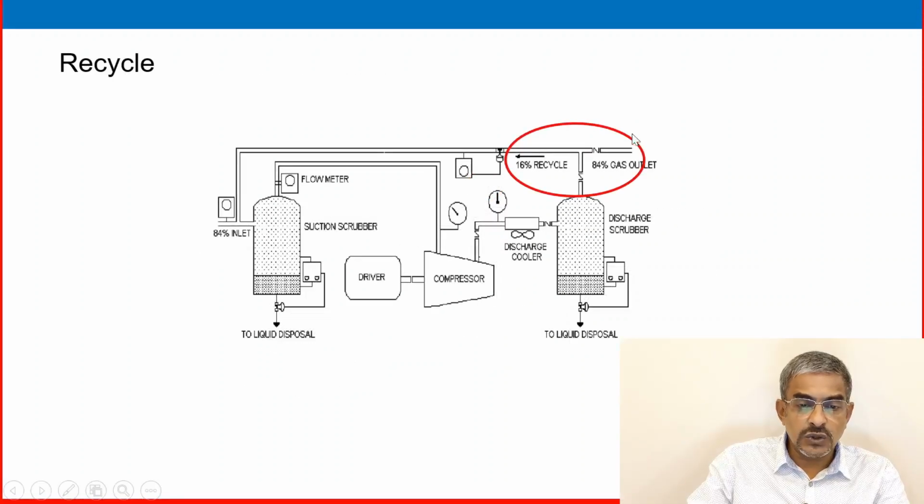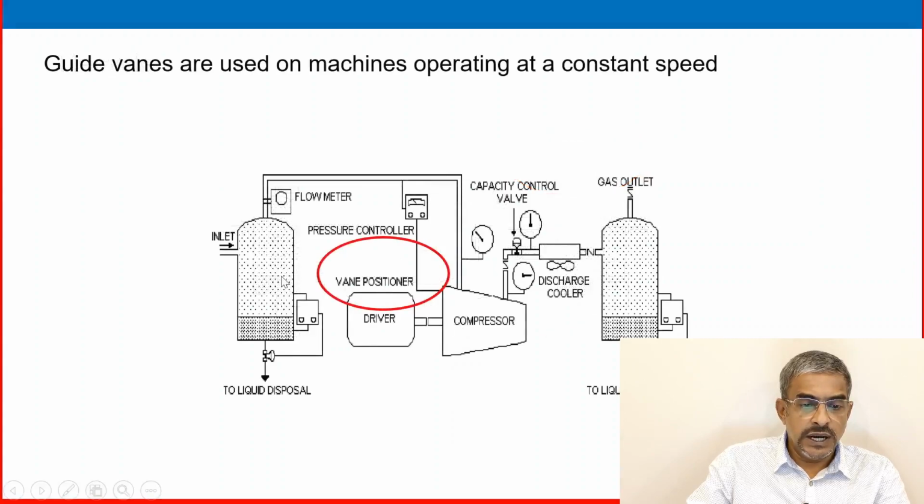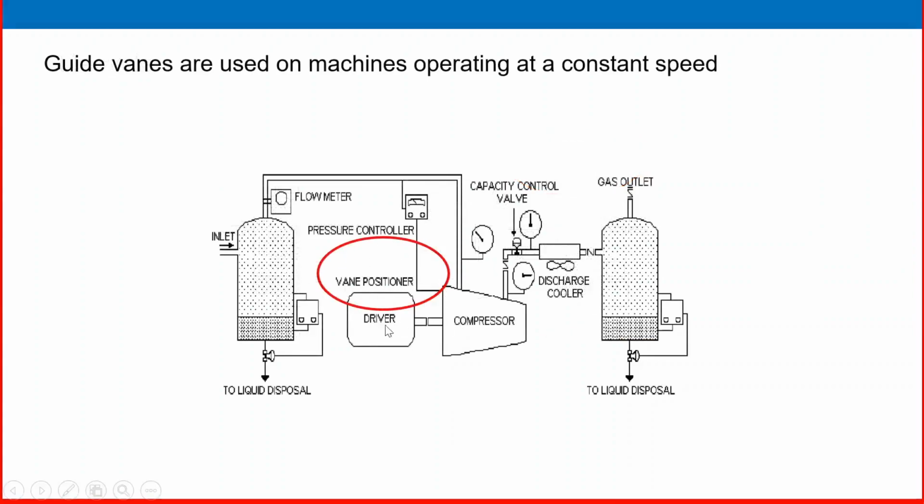And the recycle is another method used for capacity control. See, it is in the discharge side after the scrubber. See, 84% is the outlet line, 16% is recycle. So some quantity is recycled to the inlet. Another one is speed controlling of the rotating machine, driver and compressor speed controlling. And guide vanes are used on machines operating at a constant speed.